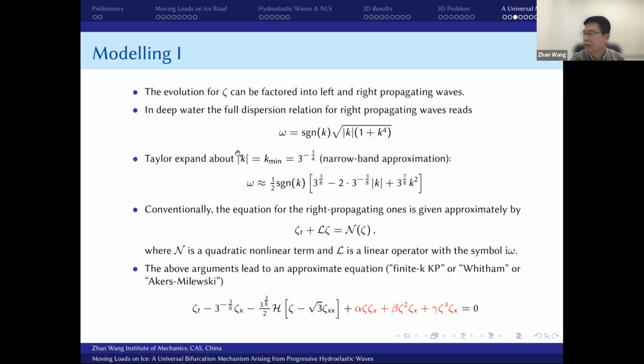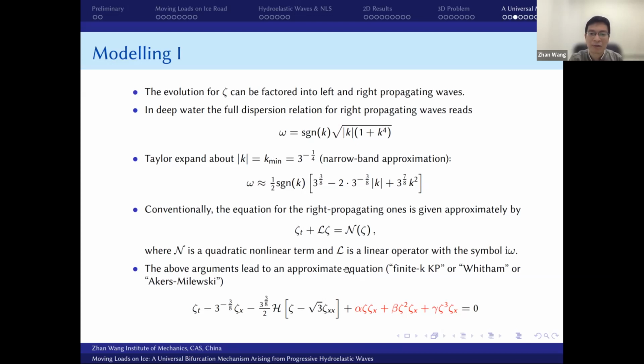The evolution of eta can be factored into left and right going propagating waves. The full dispersion relation for the problem in deep water is k plus k to the fifth. Because we say it is a right going wave, there's a sign of k. Then you can expand about the minimal phase speed. We focus on this wave number as a narrow band approximation, and we expand about this particular point. Because we have the dispersion relation, we can write down the linear part of the problem.